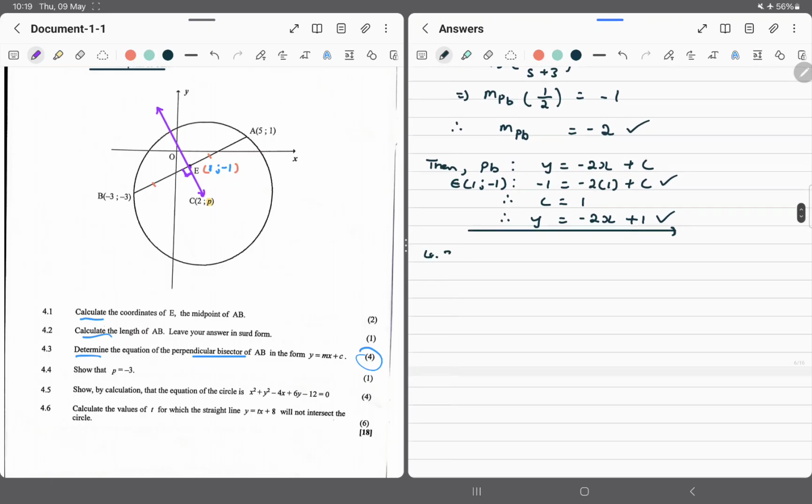Now let's do 4.3. So 4.3 says show that P is equal to -3. So this point lies on the perpendicular bisector. That's why they gave us that word, perpendicular bisector. We needed to know that it actually passes through the center. So we know that, well, with this equation, y is equal to -2x plus 1. Now we know that point C with 2 is to P will be such that P is equal to 2 is to 2.